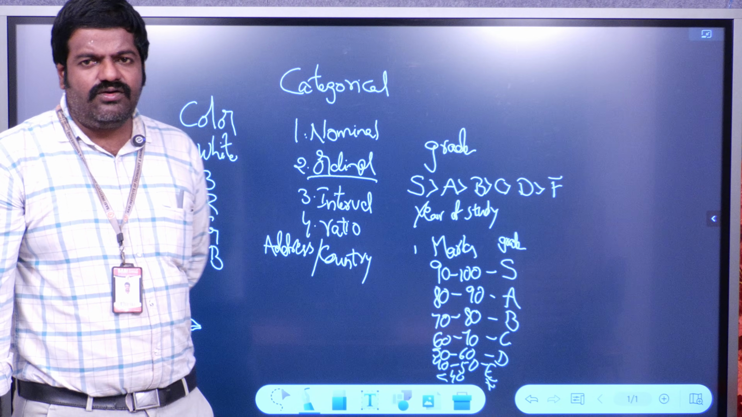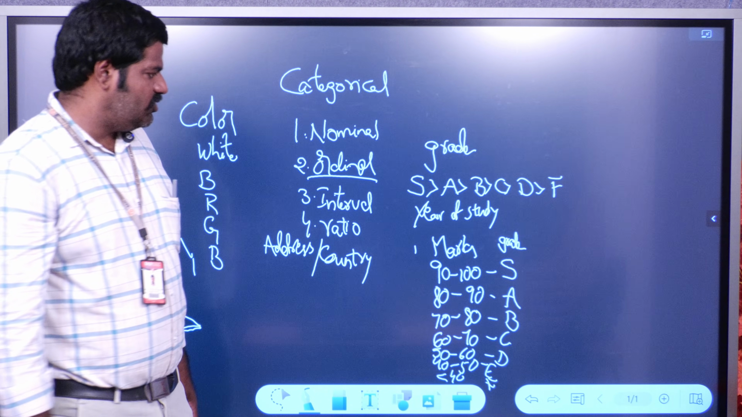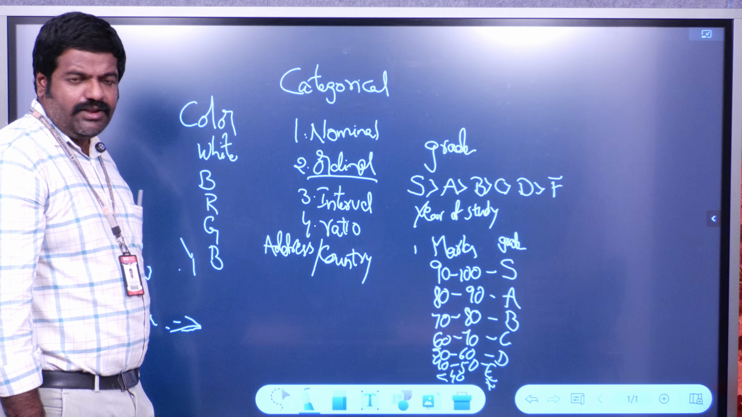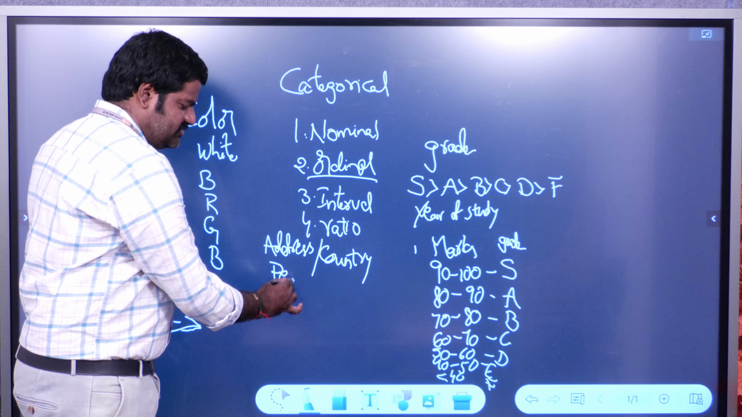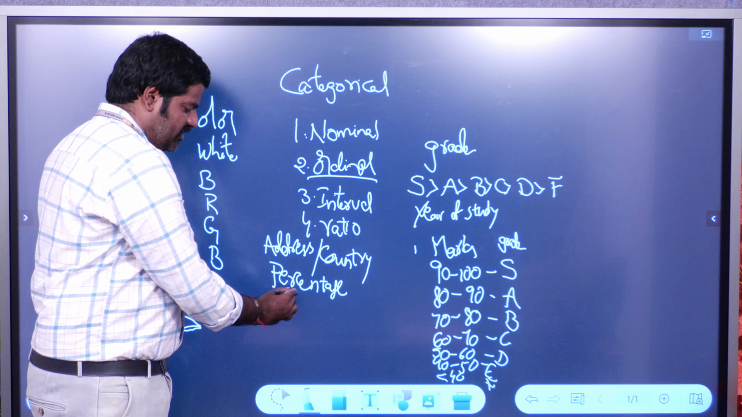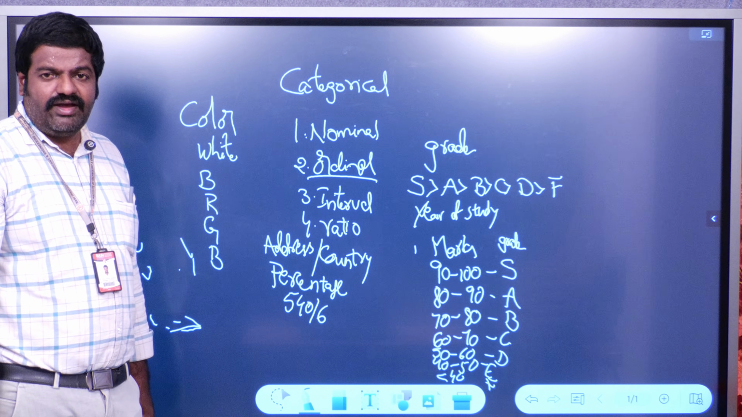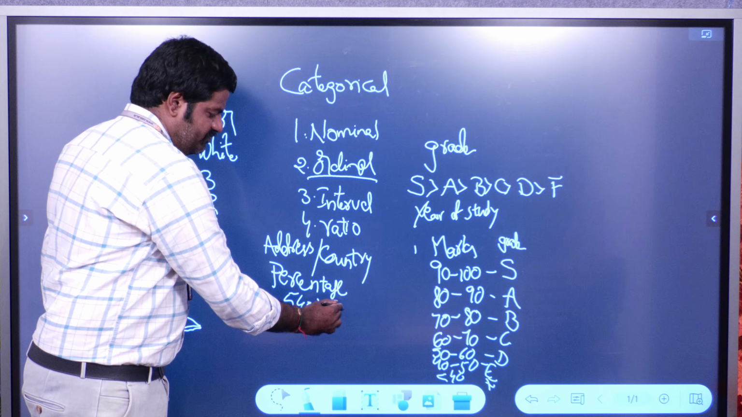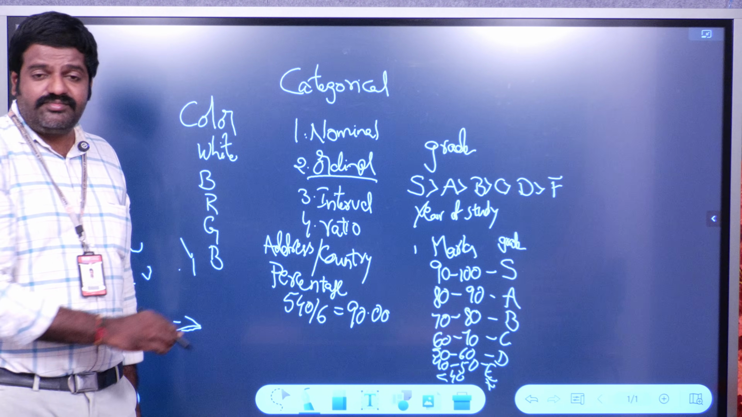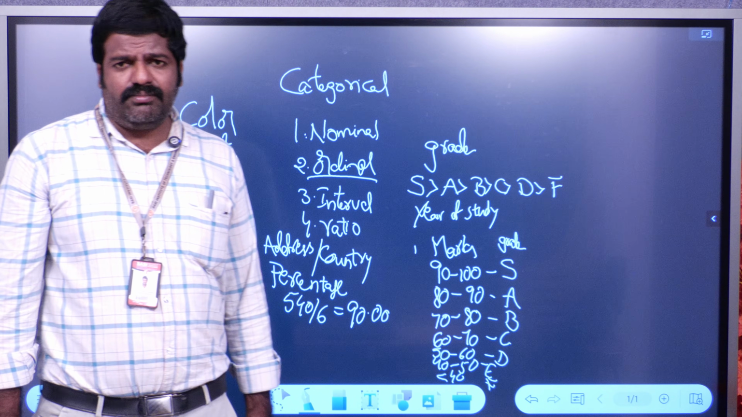Next, ratios. Coming to ratios, we have the total by the count, and such kind of data we represent as a ratio. For example, percentage. How to calculate the percentage? Total of the marks, for example, total of the marks 540 by number of subjects, 6. 540 by 6, so the value is 90.00. That comes under ratios, where the data is represented by the total by the number of counts.